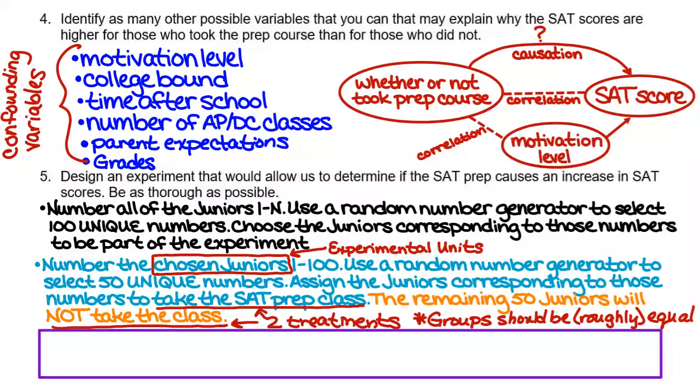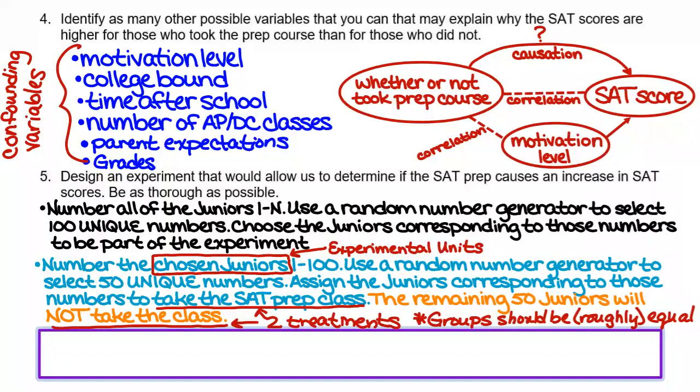All right? So we've picked out the juniors that are going to be involved. We randomly assigned them to one of 2 treatment groups. Now what? Are we done? No, we have to actually go through and do the experiment.